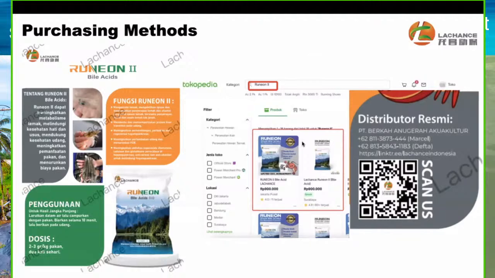Okay, so for the purchasing method in Indonesia, you can try to search Renew 2 bioacids on Tokopedia. Now we have authorized 2 shops on Tokopedia, in the red box. When you search Renew 2, there may be a lot of shops, but only the first and second ones are the local distributors. You can also scan the QR code to get the local distributors' contact information. Now we have local dealers in Surabaya, Jakarta, East Java and also Sulawesi. But we still lack distributors in Sumatra. If you are interested in being a dealer in Sumatra, you are welcome to contact us.